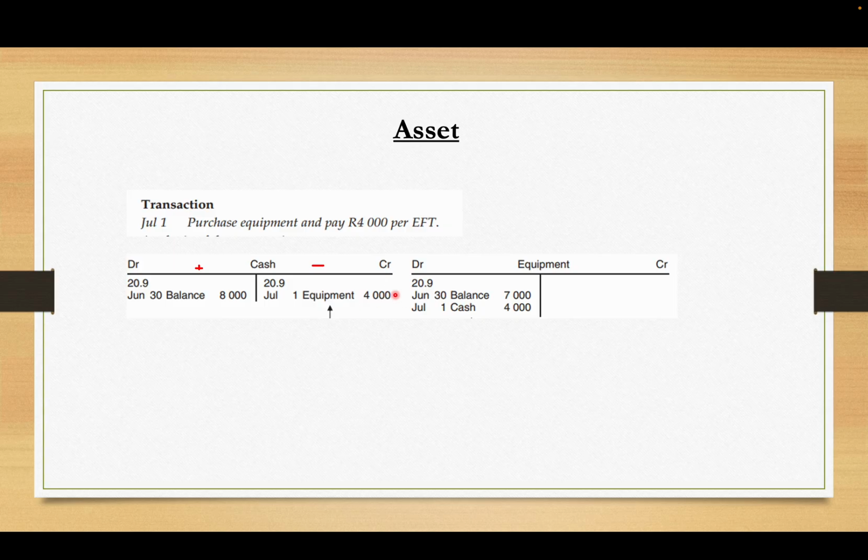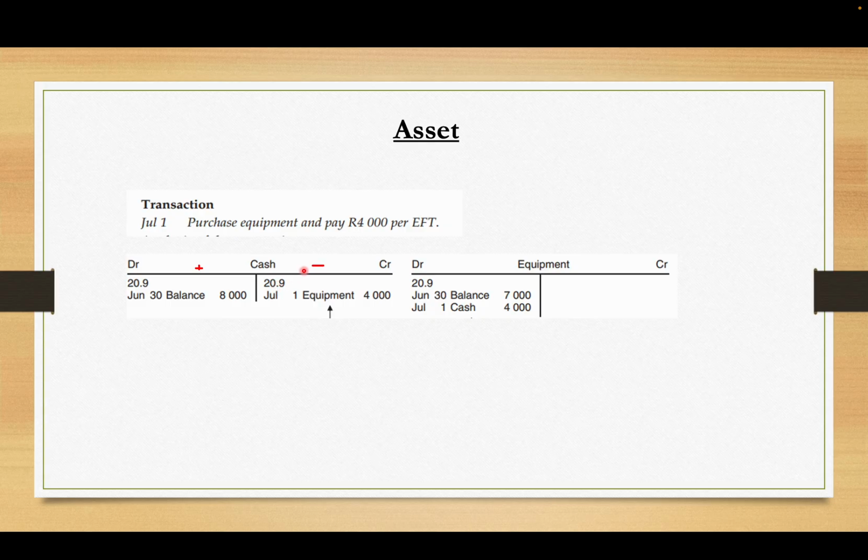I paid 4,000 rand for equipment on this date, July 2009, on the 1st. This is the year, this is the month, and then this is the date. It's a story, guys. It's literally a story. For now, you can ignore this balance. We'll get into the balance part. But if we just focus on this, 4,000 rand for equipment on the 1st of July 2009.